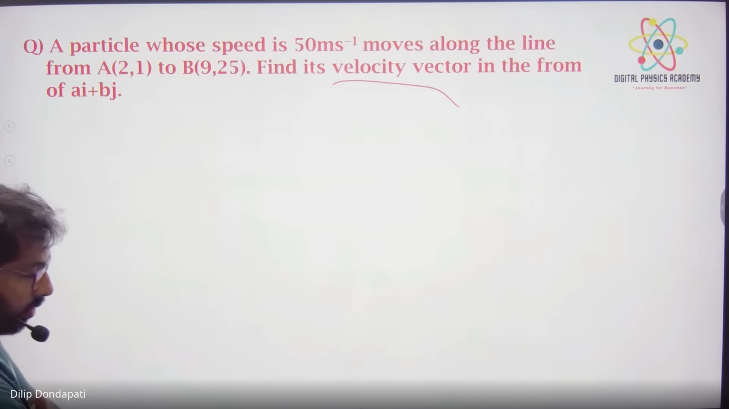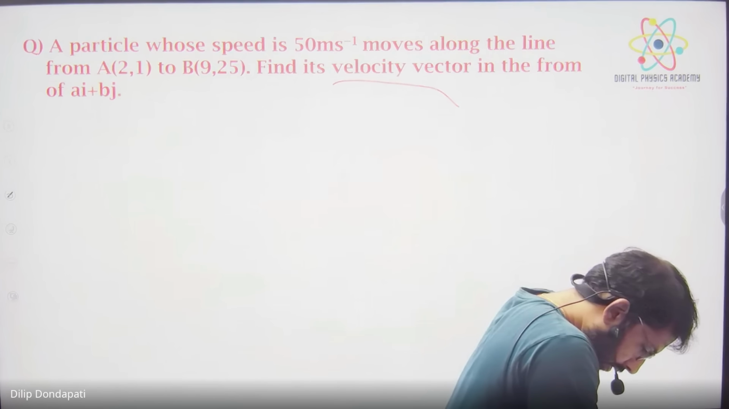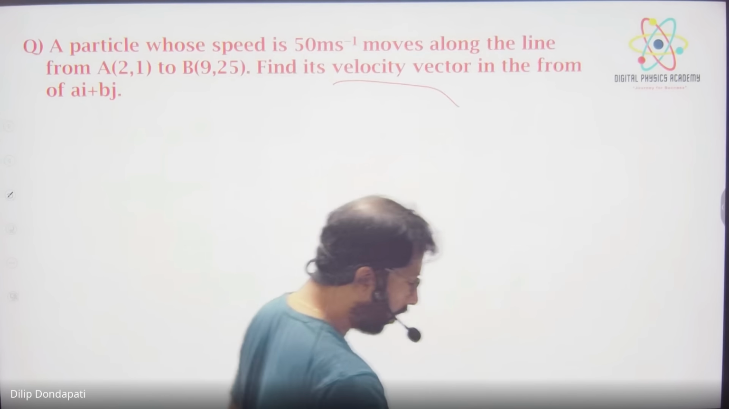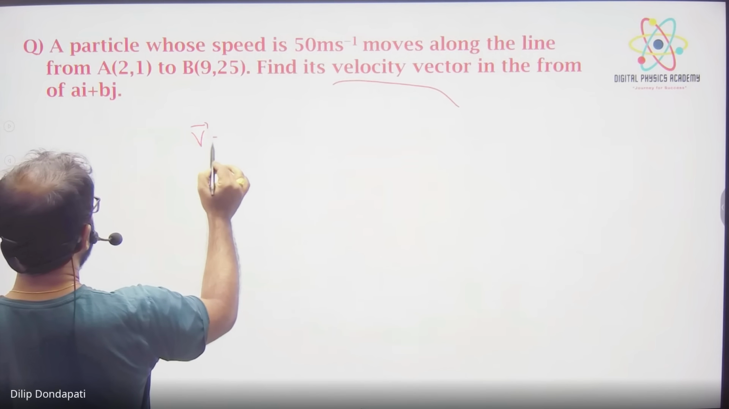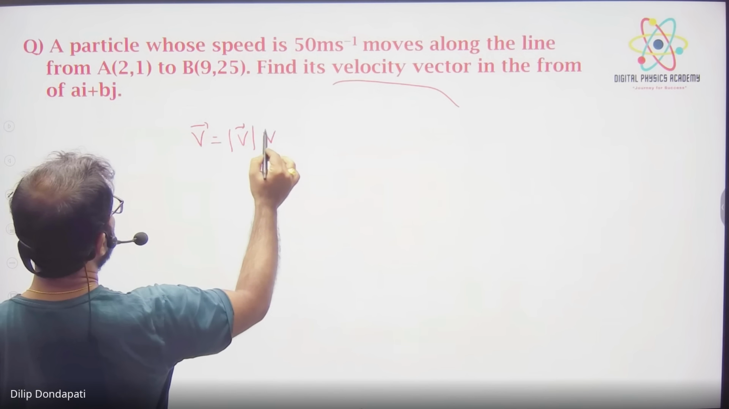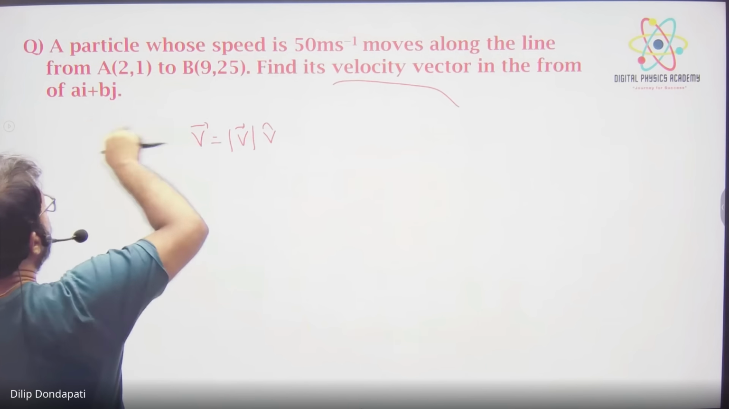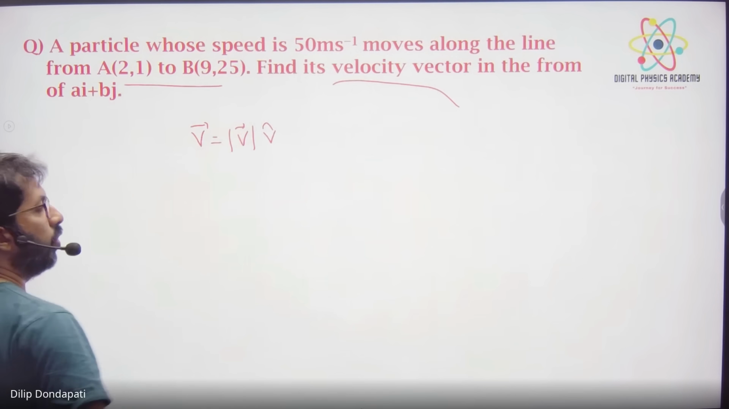That's it, huh? No, wrong. Velocity vector, right? Velocity vector means it has both magnitude and direction. And direction is v cap. And the direction of velocity is nothing but the direction of displacement, the unit vector. Both are same, right? So 50 into that unit vector, how much will it come?